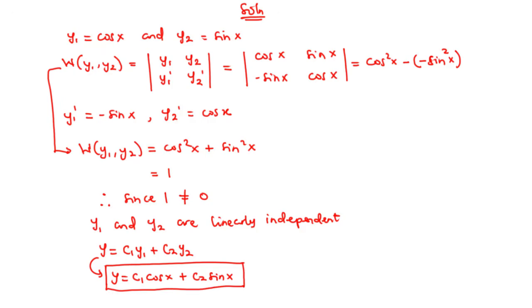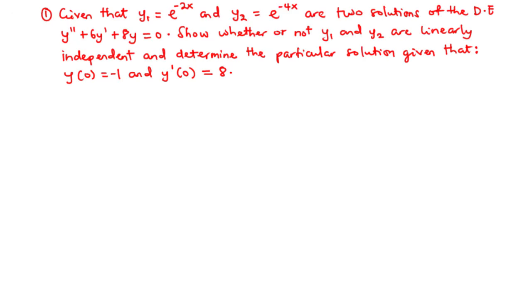So now let's move on as we solve one more example on this. Let's try this example together. Given that y1 and y2 are two solutions of the differential equation y prime prime plus 6y prime plus 8y equals 0, show whether or not y1 and y2 are linearly independent, and determine the particular solution given that y of 0 equals negative 1 and y prime of 0 equals 8.